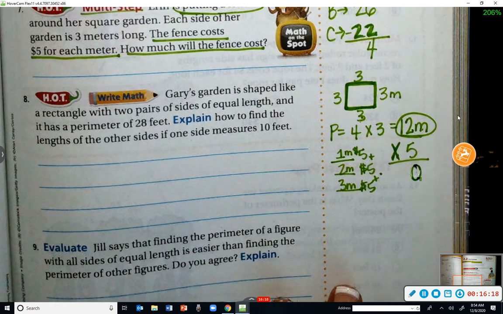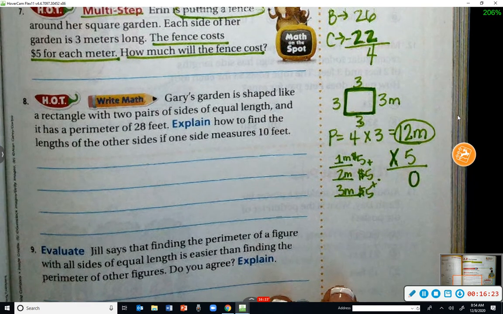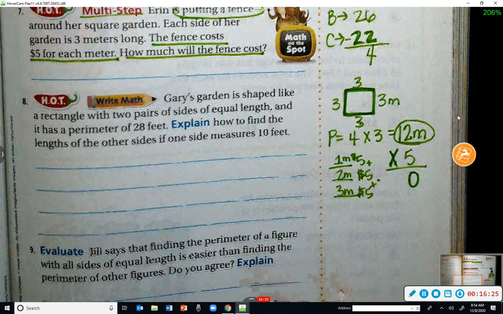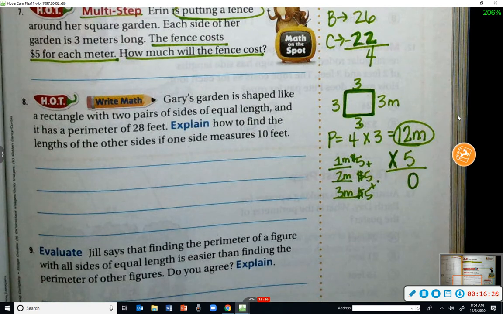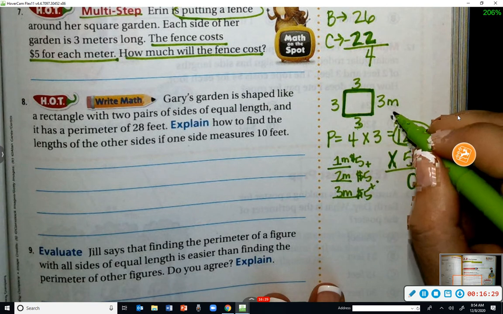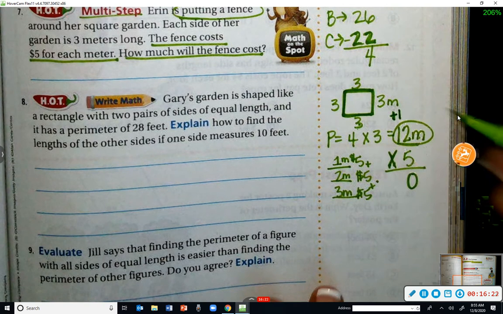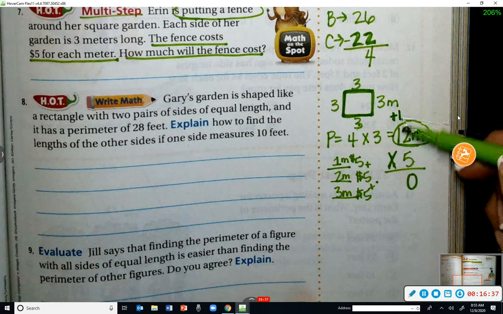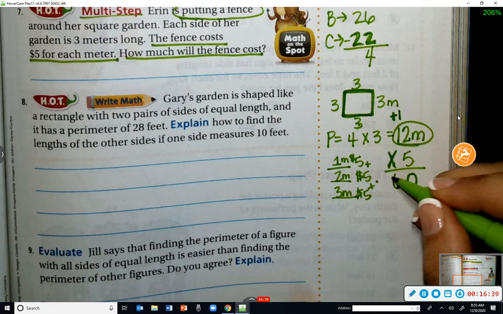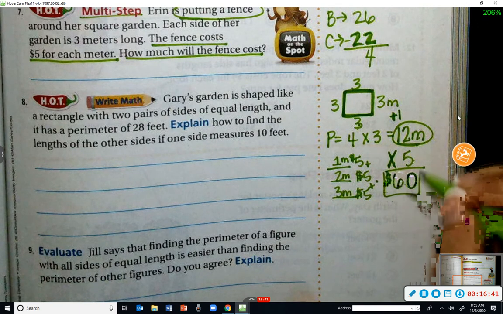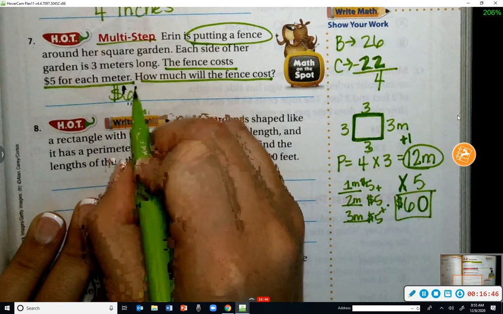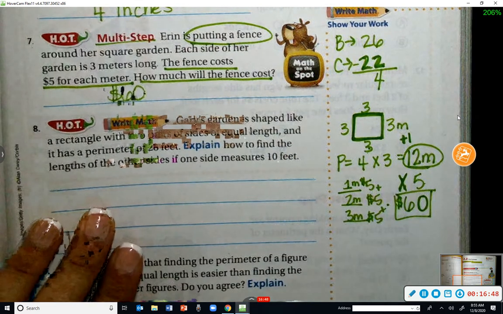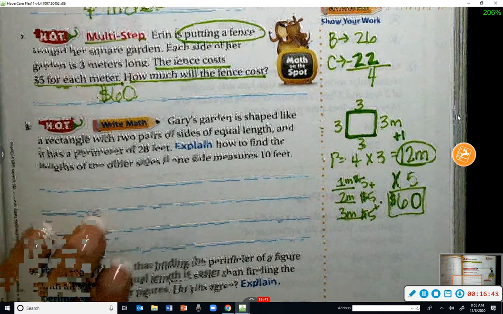Gregory, what do I do with the 1? You add it. We carry it and add it at the end, right? Okay? Yeah. 5 times 1 is 5, plus 1 is 6. So $60 is how much the fence will cost. Okay? Any questions on that?